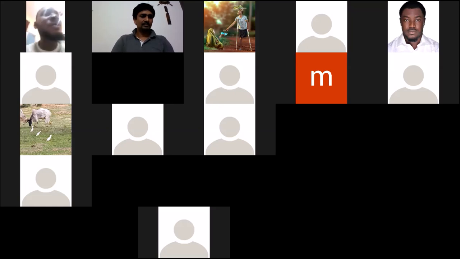Good day, everyone. My question goes thus. Is there a chart for the carbon nitrogen ratio for all crops? Carbon nitrogen ratio.